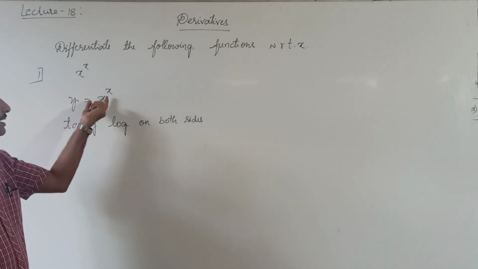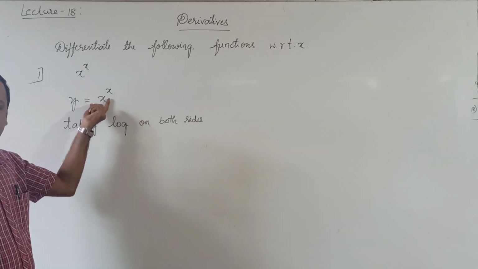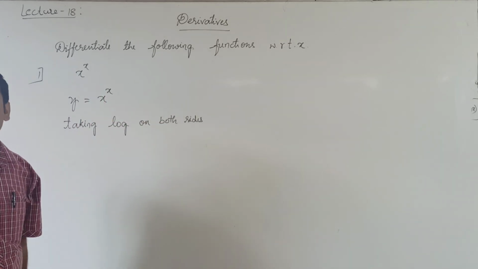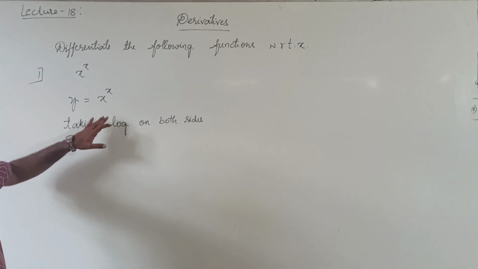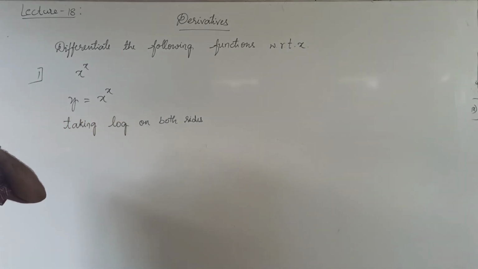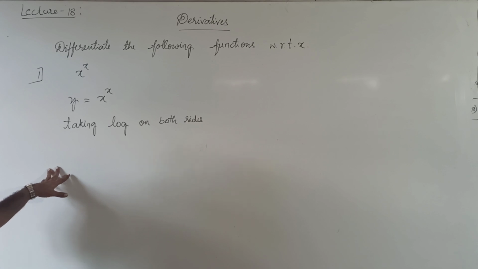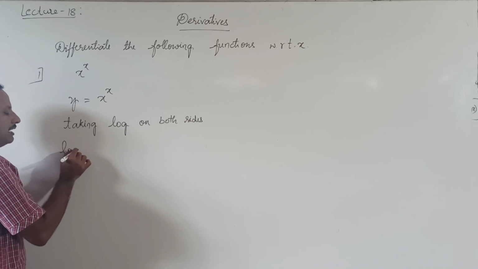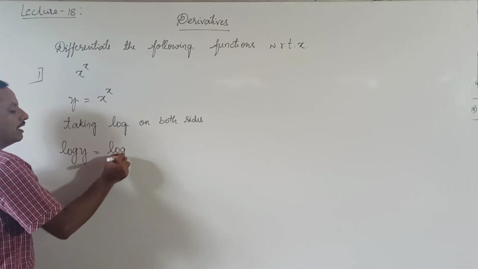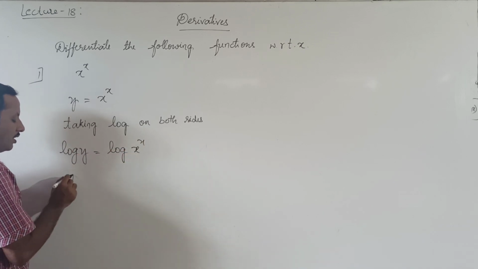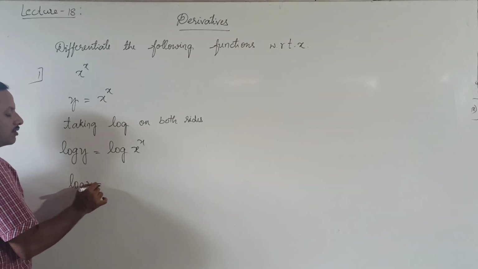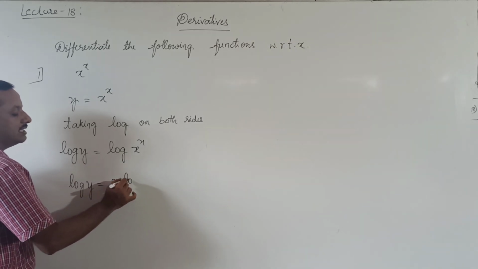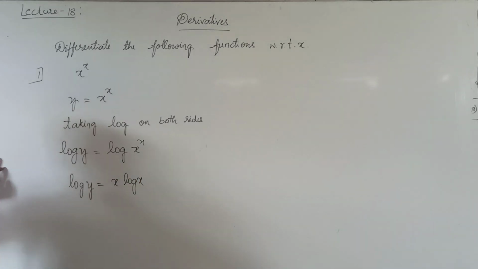Now here the base is a variable, or a function, and the power is also a function. So we cannot use those methods. You cannot compare this with a power x or x power n. So I will take log on both sides. Then we get log y is equal to log x to the power x, which can be written as x into log x.